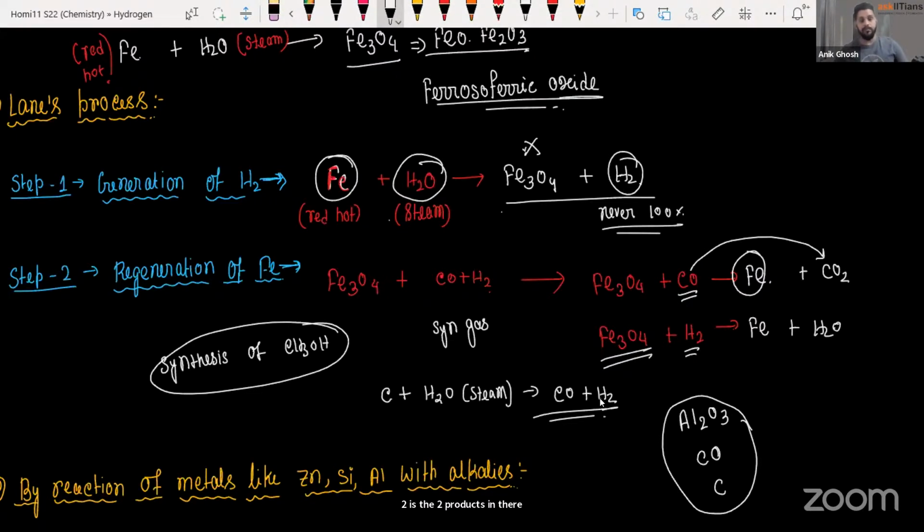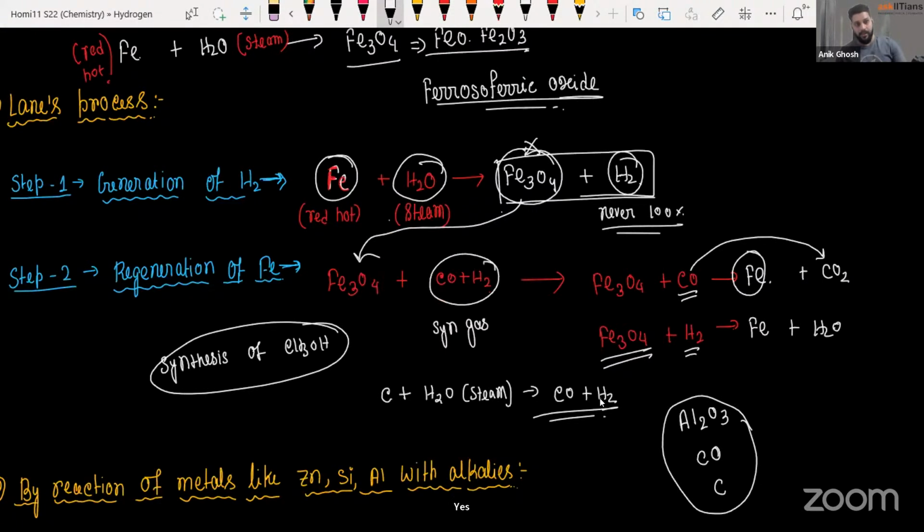Sir, the below one, the carbon. I'm coming there. These are the two products, you understood. Yes, sir. Now I'm taking this product and reacting it with syngas. Here I'm showing you how carbon monoxide and hydrogen separately reduce Fe3O4 into iron. Understanding this point? Yes, sir.